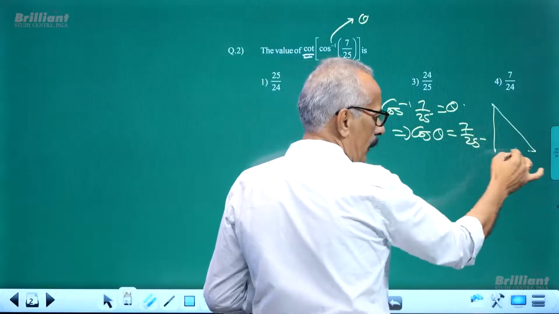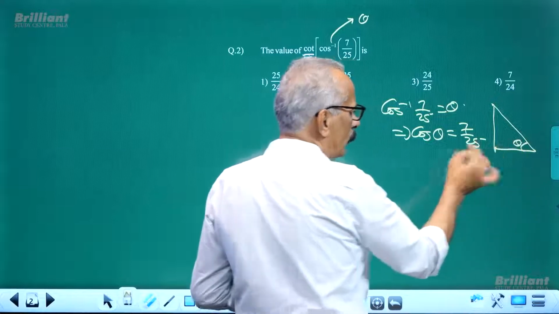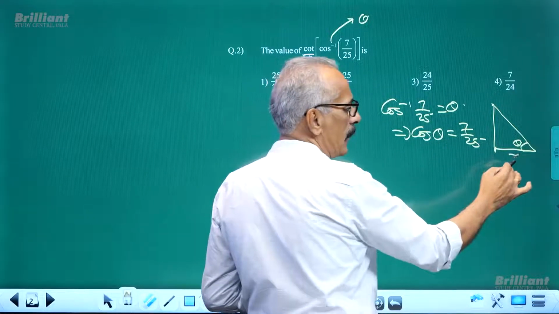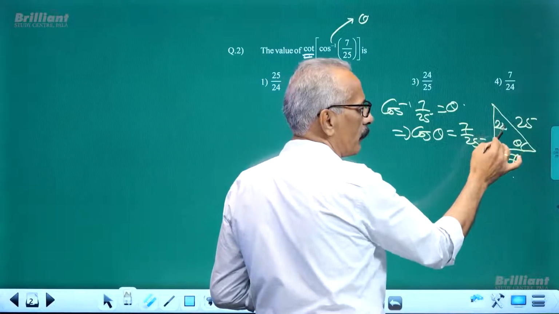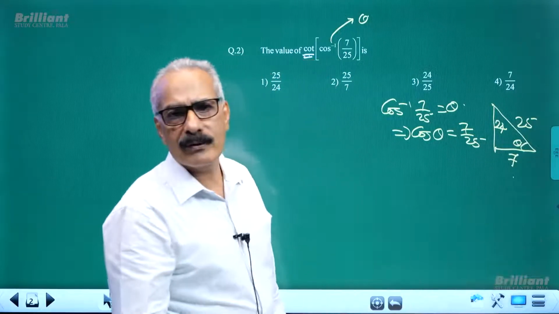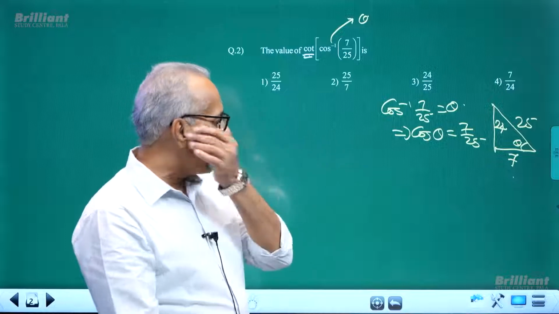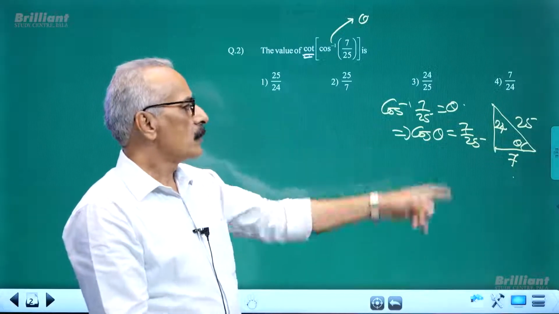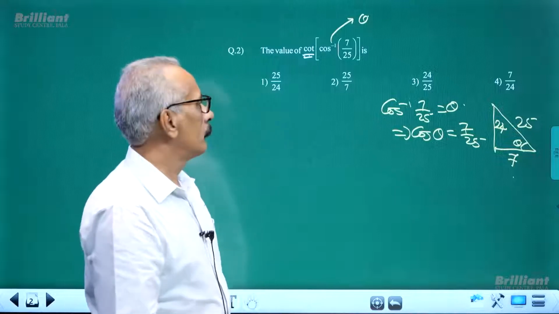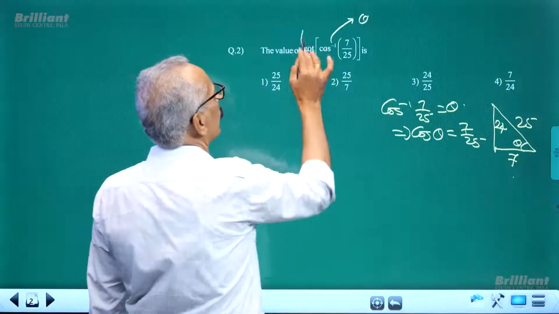Immediately draw a triangle with theta. Cos theta means adjacent side by hypotenuse. 7, 25, Pythagorean triplet you know, that is 24. 24 square is 576 plus 49 is 625, so the hypotenuse is root 625, that is 25. So look at the question now.